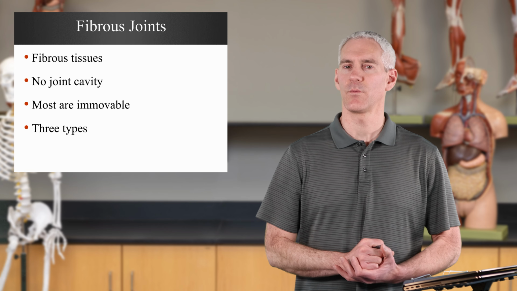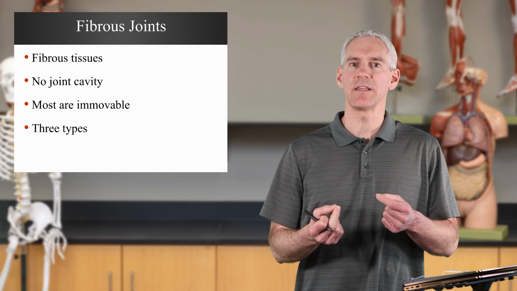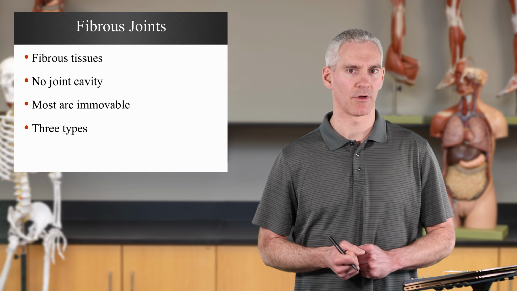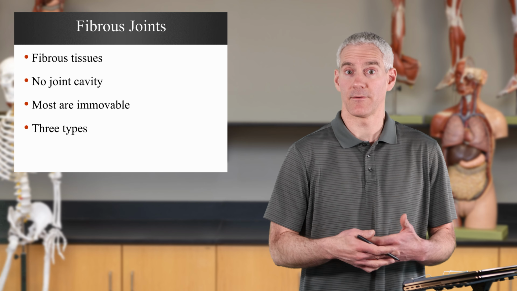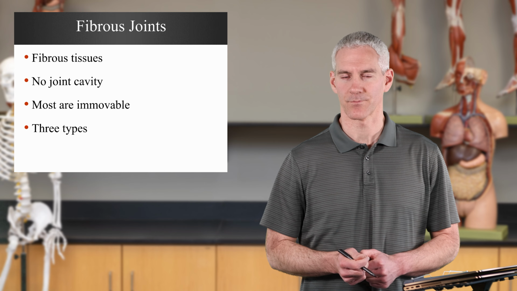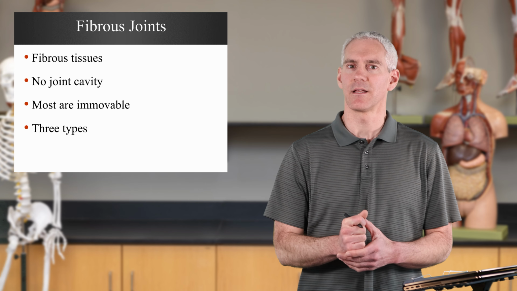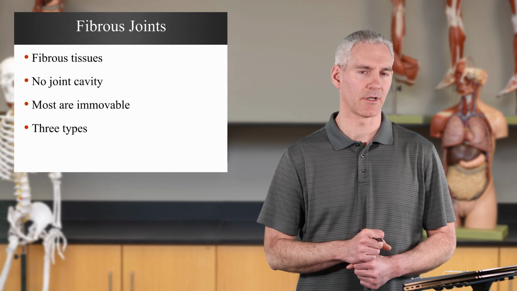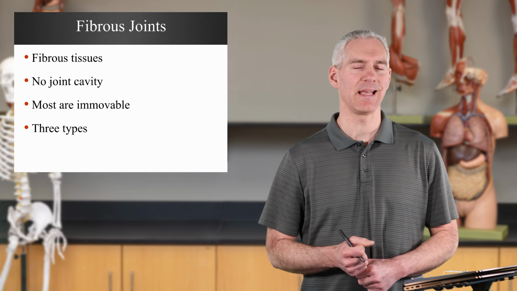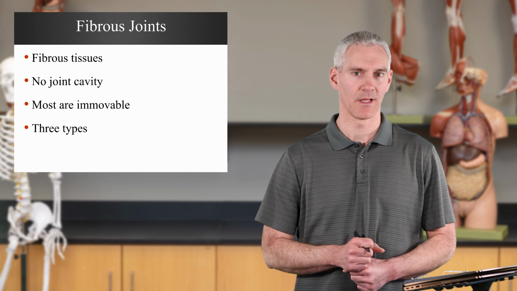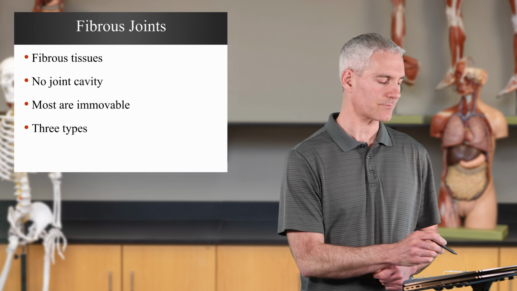So we'll start things off with the fibrous joints. The fibrous joints are the first of the structural classifications. These fibrous joints are made up of fibrous tissue, of course. So all of these joints, whether they're very close or have more space, are having a fibrous material holding the bones together. There will not be any joint cavities present. So in fibrous joints, they don't have joint cavities.